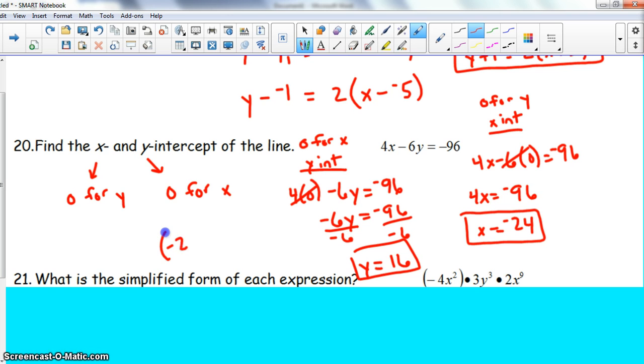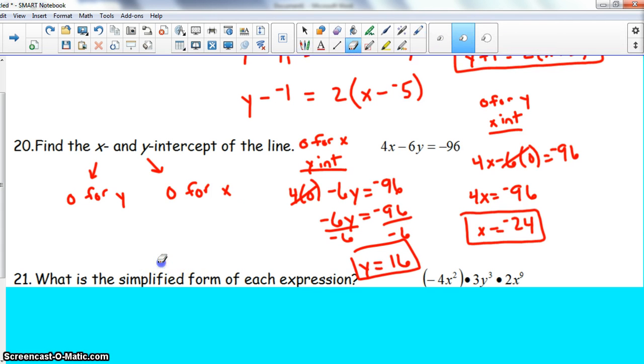Do not write it as negative 24 comma 16, because this is not an ordered pair. This is actually where it crosses the x-axis at negative 24, and then it crosses the y-axis at positive 16.